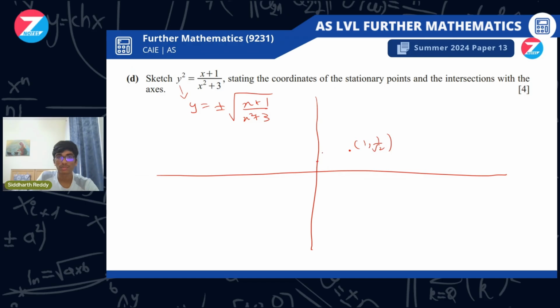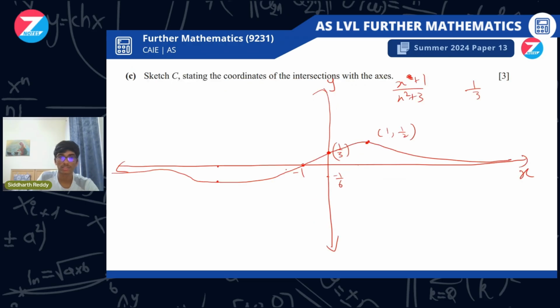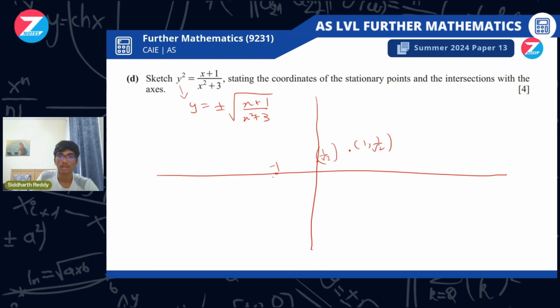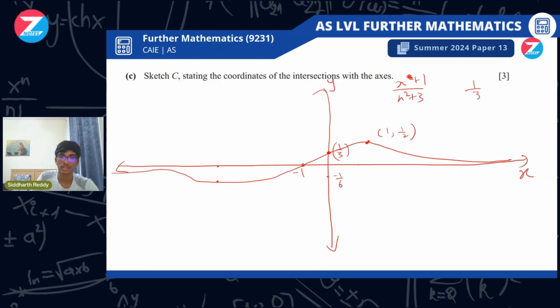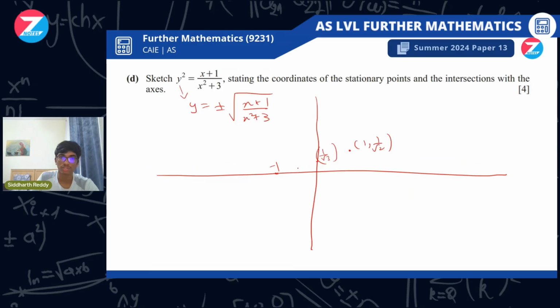This point was 1 by 3, so now it becomes 1 by root 3. So this intercept stays the same, which is just minus 1. And also because you can't take the root of the negative portion, that part will be empty. So it'll just be something like this. And it gets mirrored on the bottom side also. So we have this intercept also, it's minus 1 by root 3.